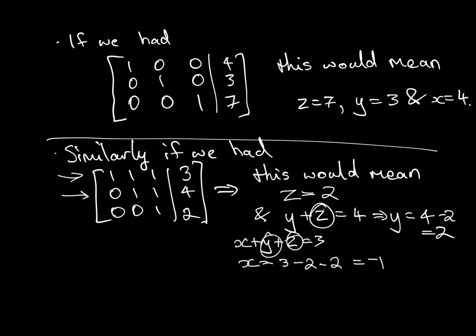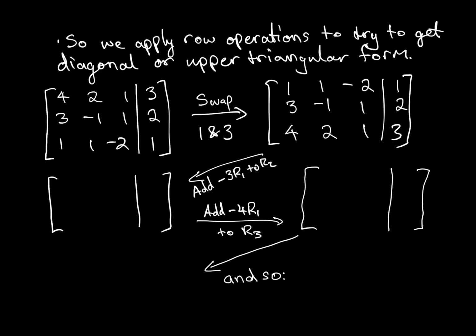So what we need to do is apply those row operations to our original augmented matrix to try to get it to look like either this diagonal or this upper triangular form, and then we can go through this back substitution procedure. So let's have a go at that now. Let's try to apply those elementary row operations to get the diagonal or upper triangular form. I'm going to go for the upper triangular because it takes a little bit less effort.